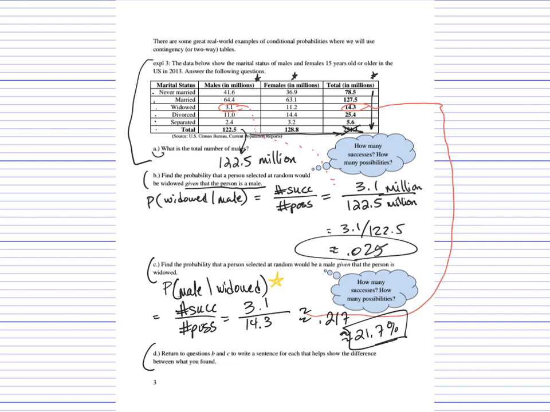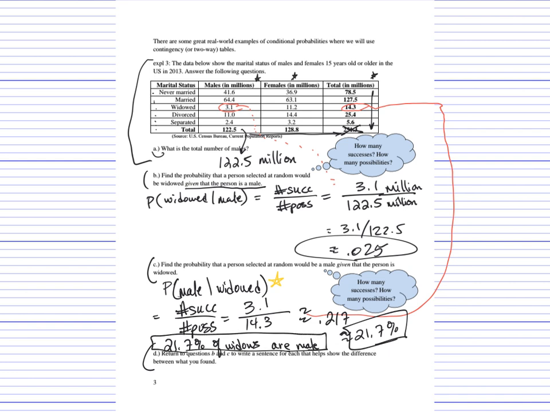D tells you to return to questions B and C to write a sentence for each that helps show the difference between what you found. Again, I just kind of said what I want to do there for C. So I'm going to write 21.7% of widows are male. That is what that means, right?